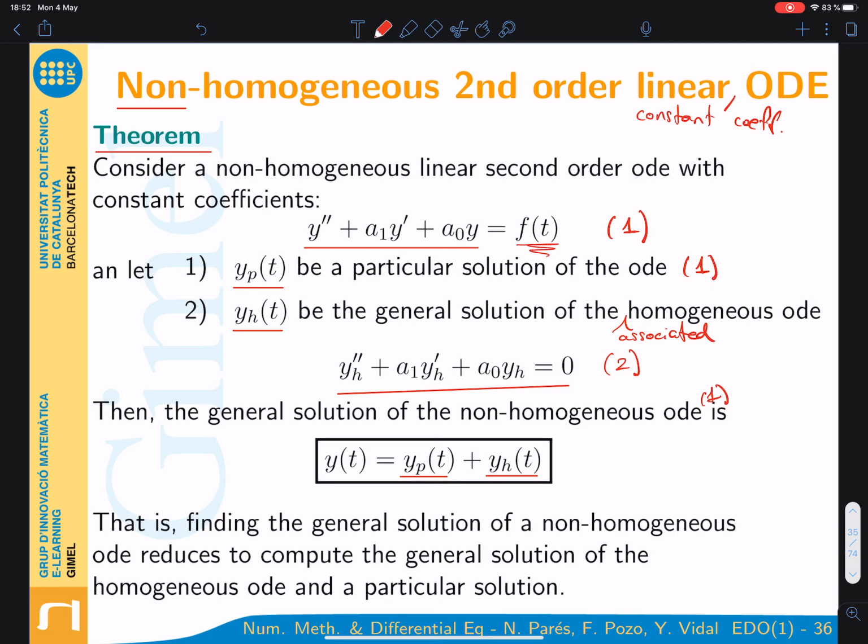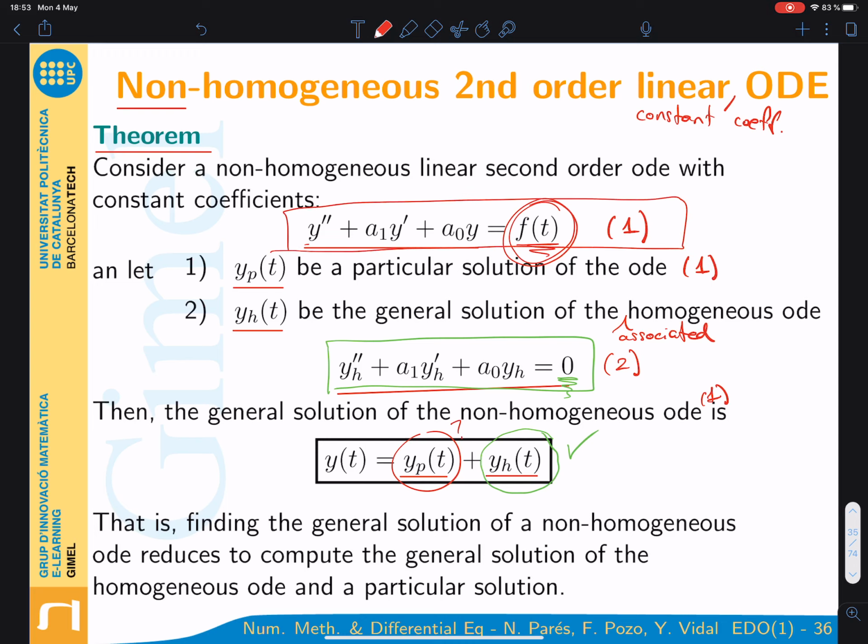Now, remember that in the previous video lecture, we were able to solve this type of ODEs, the ones that were homogeneous. So somehow we already know how to find this general solution of the homogeneous case. So if this theorem is true, which we will prove in the next slide, in order to solve this ODE, which is non-homogeneous, the only thing that remains to be explained, and we will do in this lecture, is how to find one particular solution of the ODE 1.